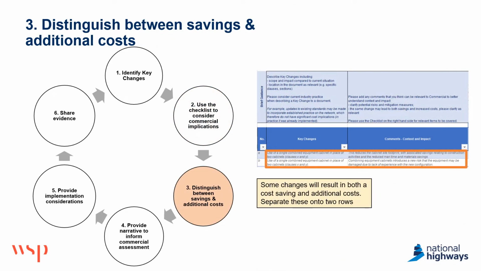Once you've identified the key changes and you've worked through the checklist to consider the commercial implications, you might find that some key changes have both savings and costs associated with them. If that's the case, please separate these out onto two separate rows as shown on the screen here.